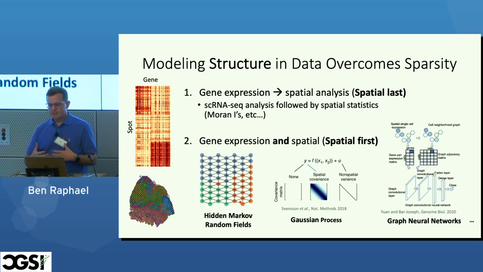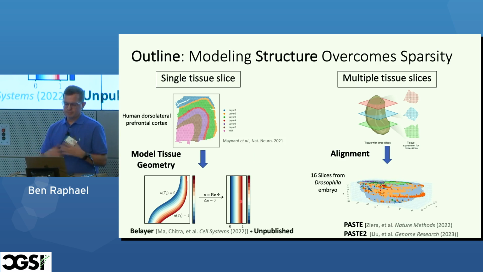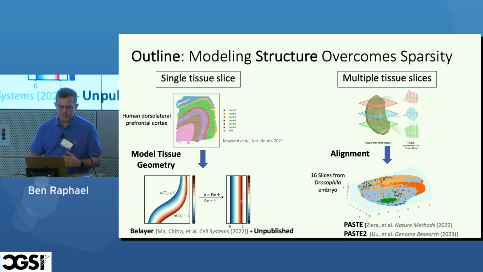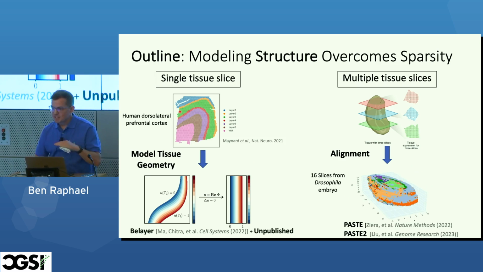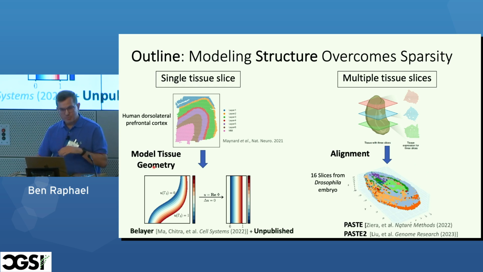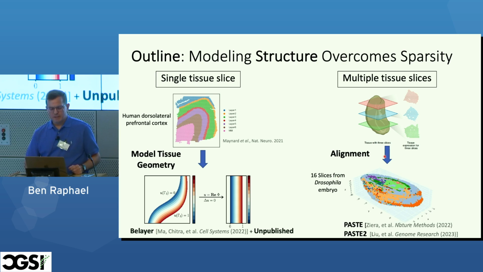So these are a number of the approaches out there, and what I want to show you today is two approaches we've developed to sort of use structure to help overcome sparsity. The first set of approaches is going to be when we just have a single tissue slice, and what we're going to do is try to model these spatial correlations, but really try to model the whole geometry of the tissue. It's a method called Belayer, and a newer method that I'll show you.